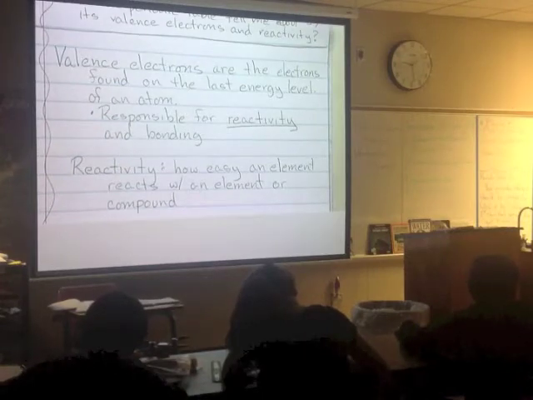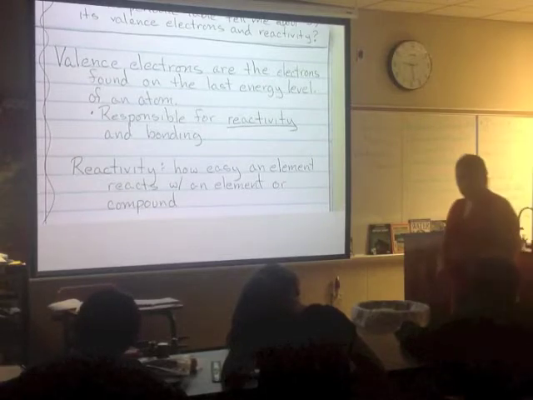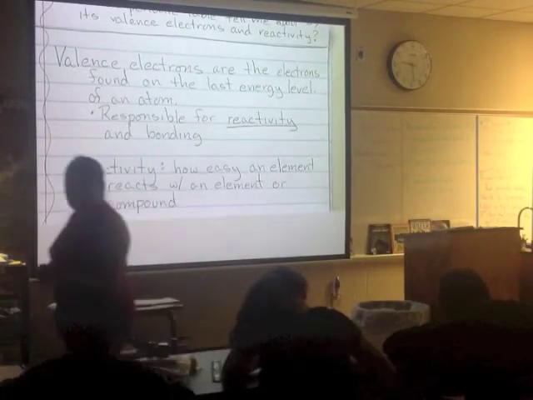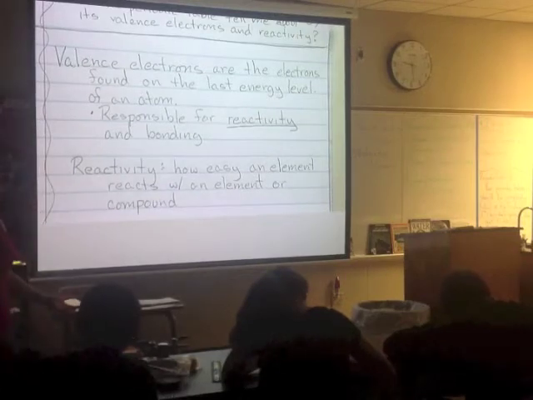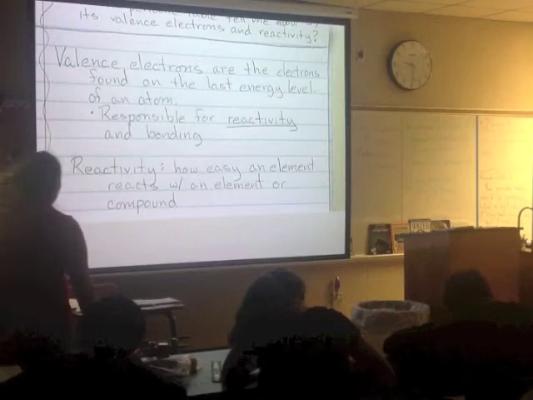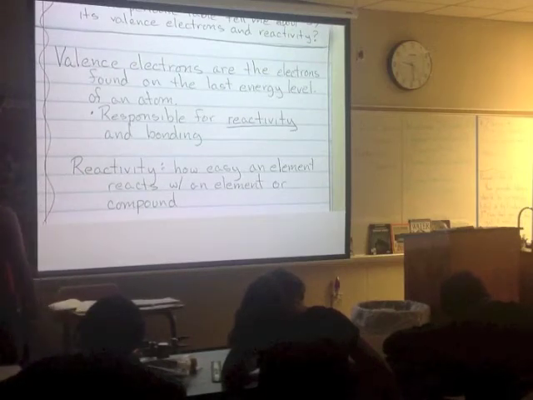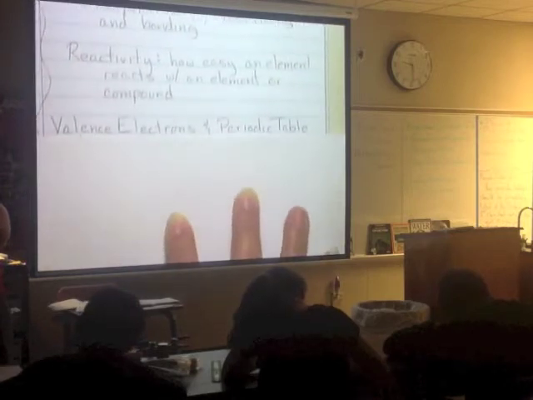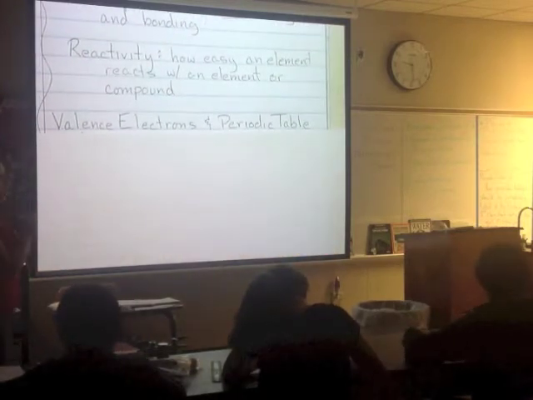Do you think that's important? Yeah. Okay, so you better make sure you have it written down. Group 18 is unreactive, and the reason it's unreactive is because they're stable. Okay? And they're stable because of the number of valence electrons. Because valence electrons are responsible for that reactivity. So, let's look at valence electrons in our periodic table.